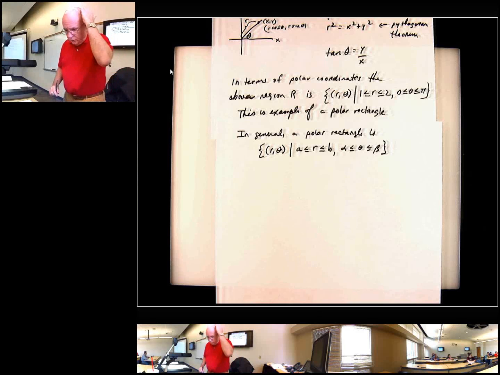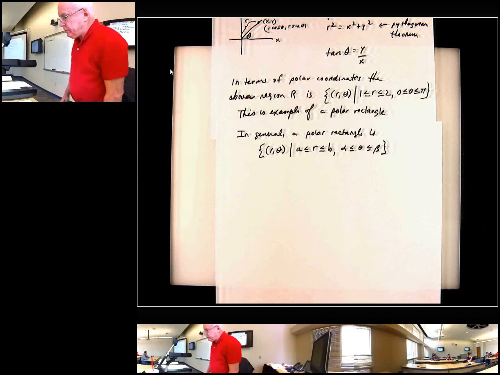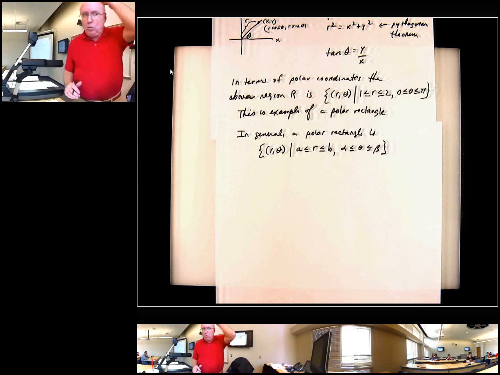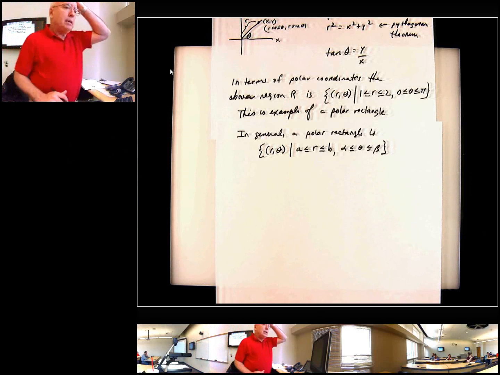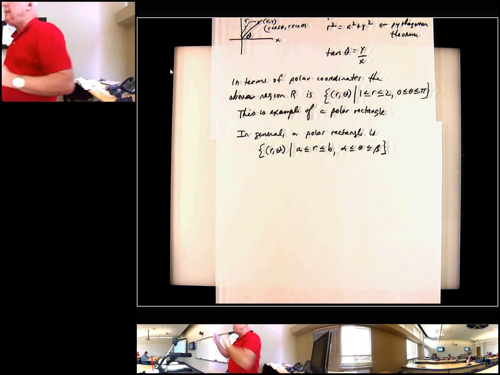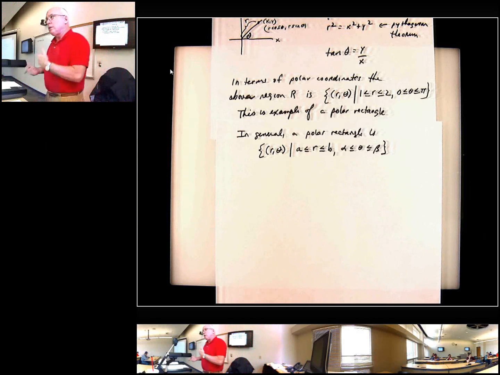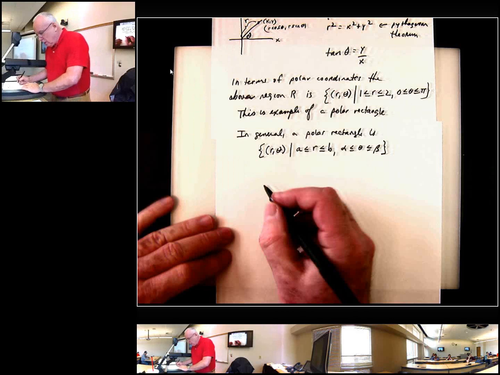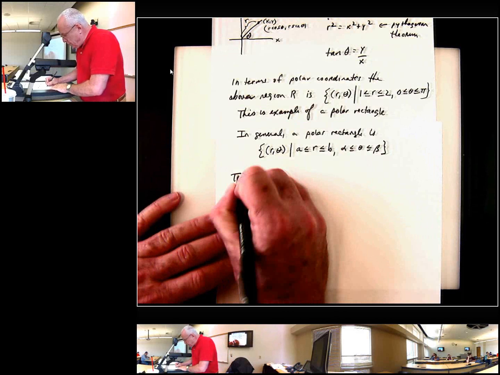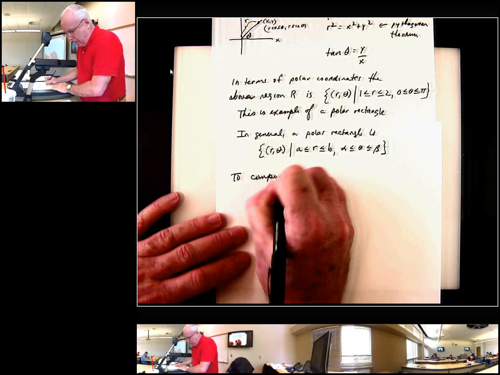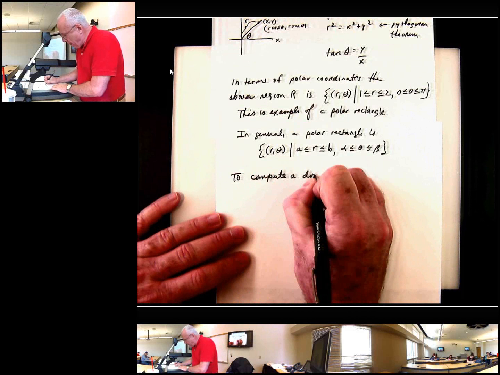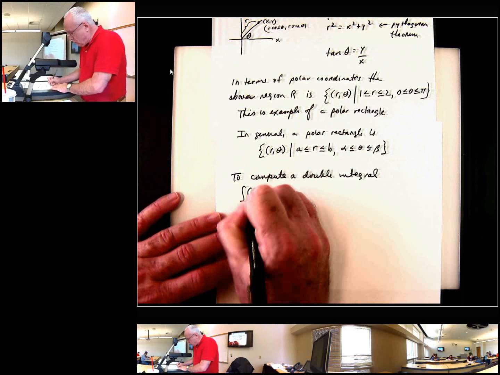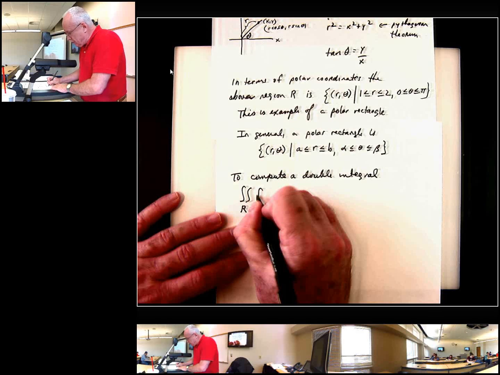All right. Now, what we want to do here is compute integrals over this polar rectangle. So we're going to start out just by subdividing it into little pieces like we did before with computing integrals over regular rectangles, okay? So to compute a double integral, two integral signs over R of some function dA.